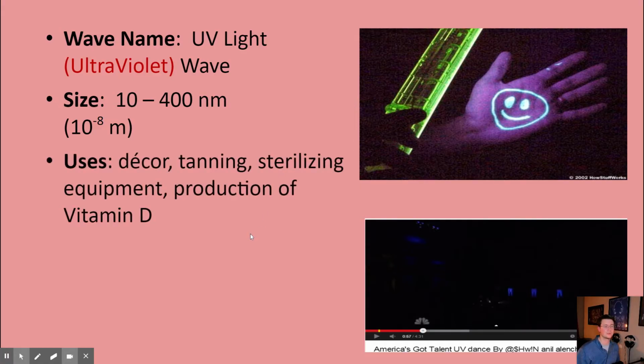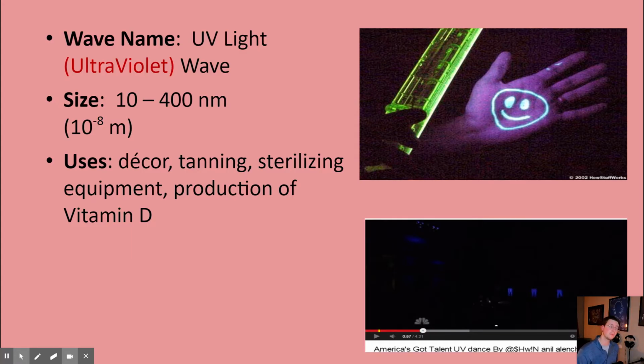Common uses, sometimes you'll have decor on them, kind of a fancy piece there. Tanning beds will use these. We can sterilize equipment with these UV lights, because it's very good at killing microorganisms. And it's important in the production of vitamin C. Like you get UV light from the sun. You can go outside and that can be really good in small doses.